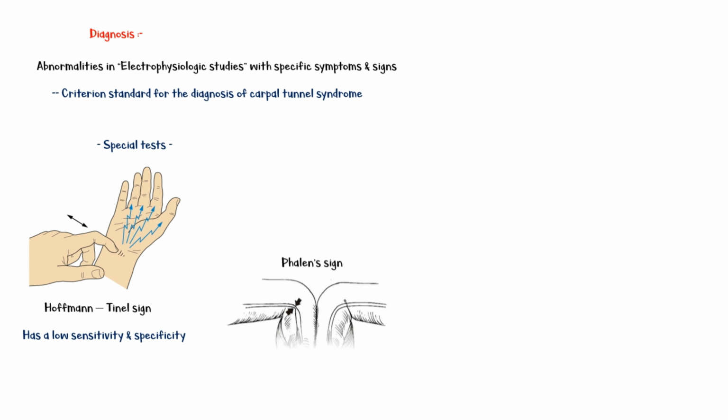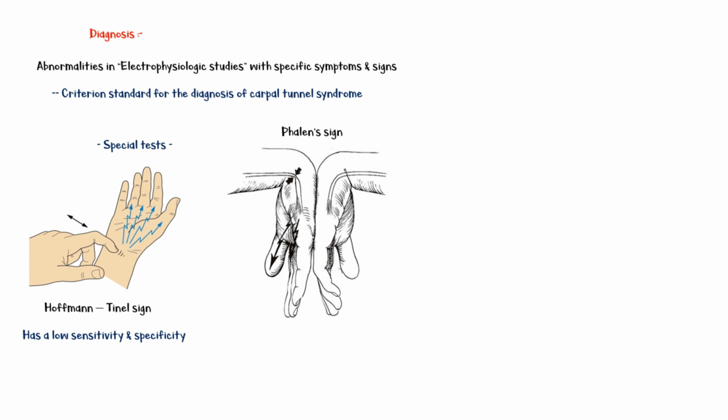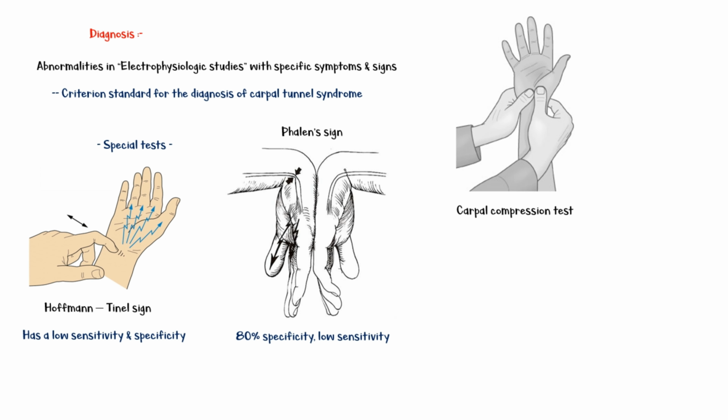Phelan's sign, where tingling in the median nerve's distribution is induced by full flexion of the wrists up to 60 seconds. This test has 80% specificity, but a low sensitivity. Carpal compression test is another method which has 95% specificity and 90% sensitivity. Here, a firm pressure is applied directly over the carpal tunnel with the thumb for up to 30 seconds to reproduce symptoms.